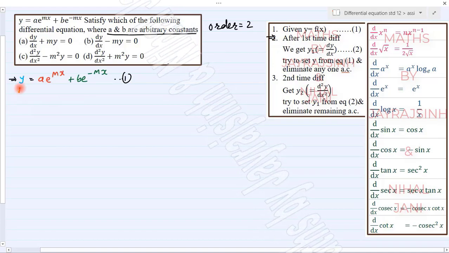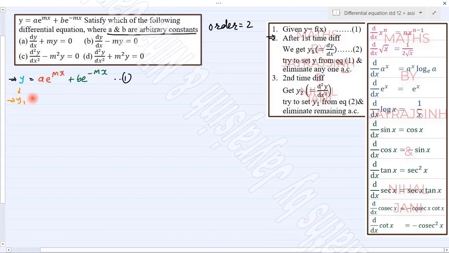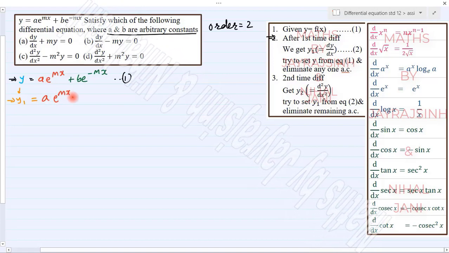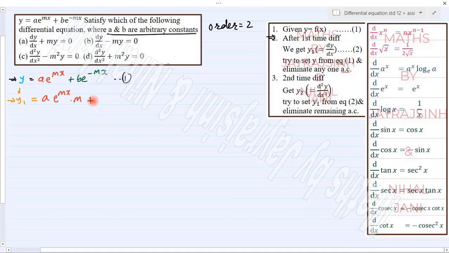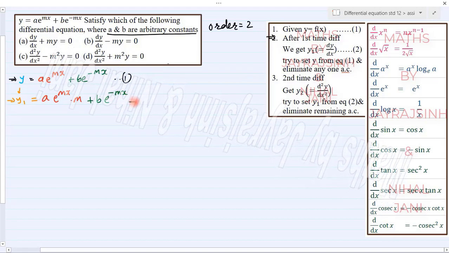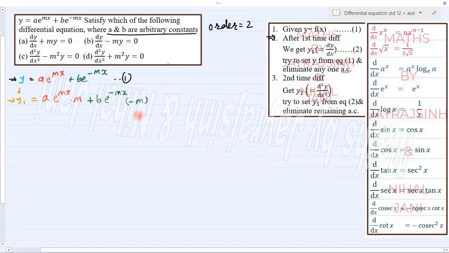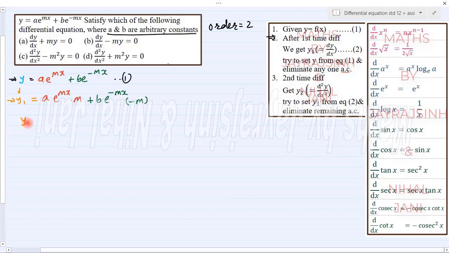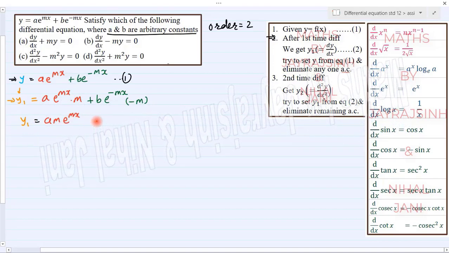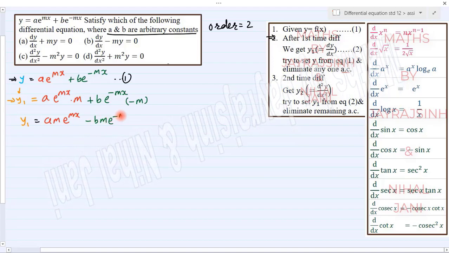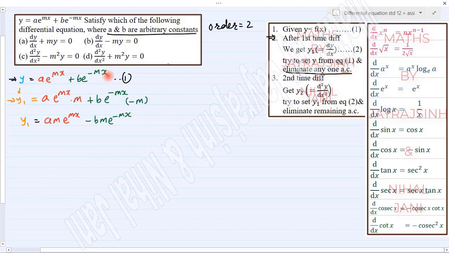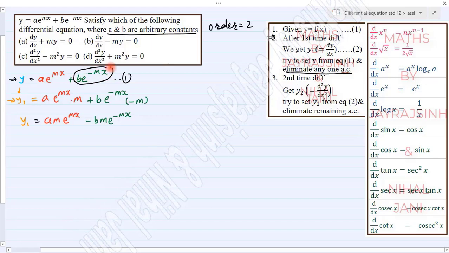in which we have to differentiate our equation with respect to x. So we will get y1 is equal to a as it is, differentiation of e raised to mx will be e raised to mx into m, plus b as it is, differentiation of e raised to minus mx will be e raised to minus mx into the coefficient of x, which is minus m. So here we get y1 is equal to am e raised to mx minus bm e raised to minus mx.